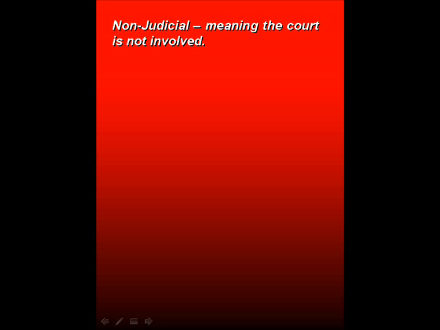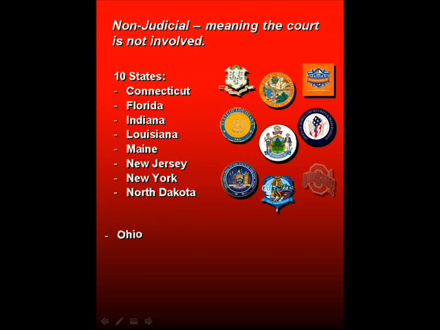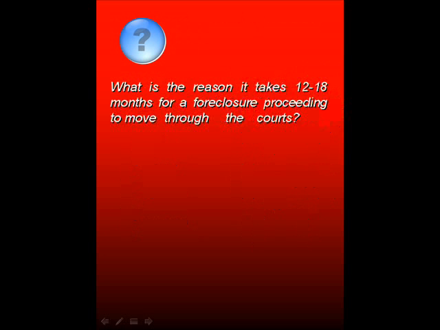In New York, loans for real property are secured through mortgages rather than through deeds of trust. New York, unlike trust states, is what is called a judicial foreclosure state. Only 10 states, Connecticut, Florida, Indiana, Louisiana, Maine, New Jersey, New York, North Dakota, Ohio, Pennsylvania, and South Carolina are judicial foreclosure states. Simply put, most foreclosure proceedings in New York or other non-trust states must go through the courts before a property can be sold at public auction.